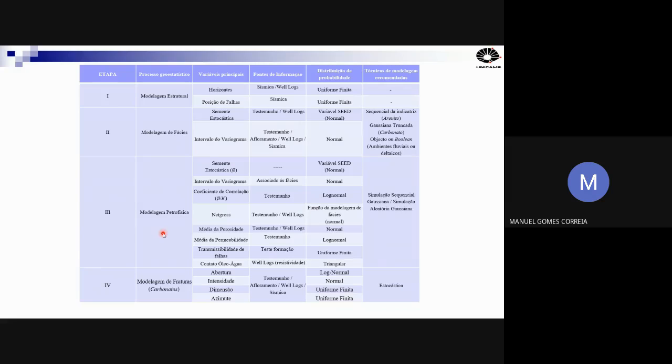I forgot to translate this table to English. Then I'm going to pass to Daniel this table translated to English, okay?